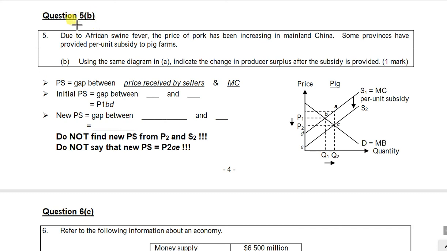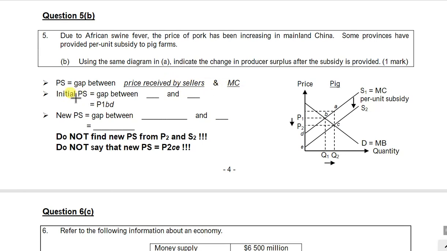For question 5, you need to find out the change in the producer surplus. And you should know that producer surplus is actually the difference between the price received by sellers and the marginal cost. What does it mean by this difference? This difference means actually the profit, or how much the sellers can earn by selling each unit of the product.